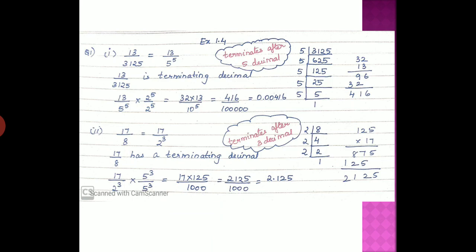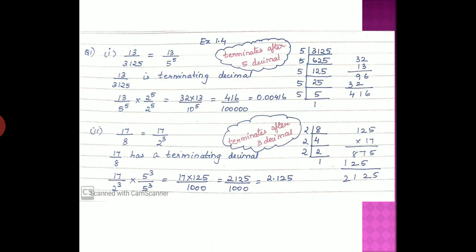So now see the denominator, how many zeros are there? Okay, there are 5 zeros. Then you have to keep the decimal point before 5 numbers on the numerator. So we have 416, it has only 3 digits. So we put 2 more zeros in front and keep the decimal point in front. So the answer is 0.00416.